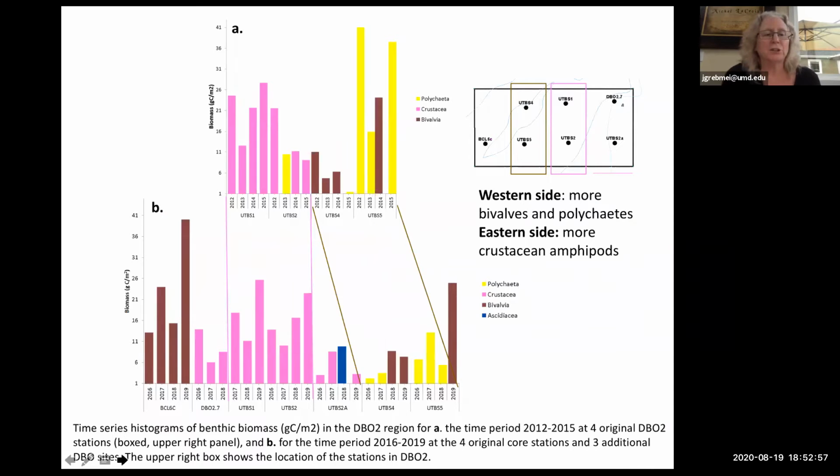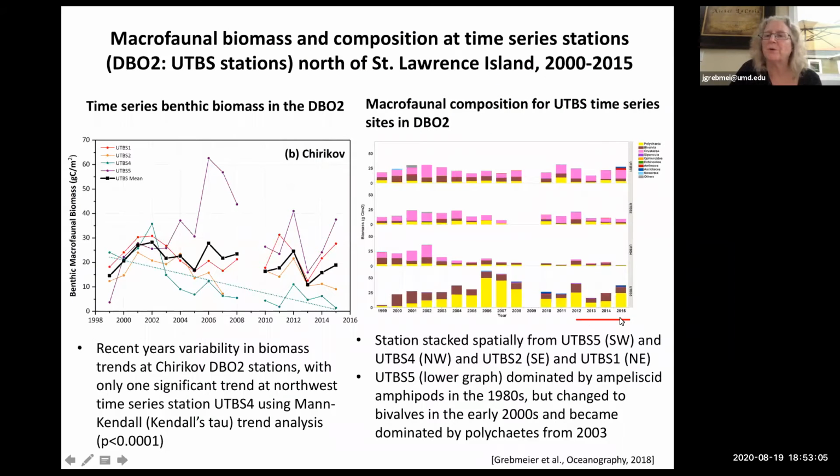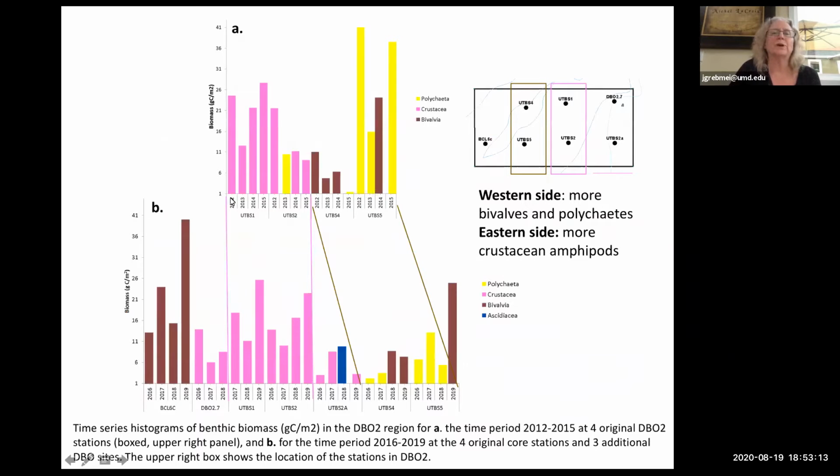Now I wanted to show you the time series from 2012. Just to orient you, this is the period where I have this line. I'm now looking at basically the decade from 2012. This is what it looked like from 2012 to 2015, and then this is comparing with what happens to the 2007 things in 2019. To orient you, if you were looking north of St. Lawrence Island or west of Nome, these easternmost stations are called UTBS 1 and 2. The western ones are 4 and 5.